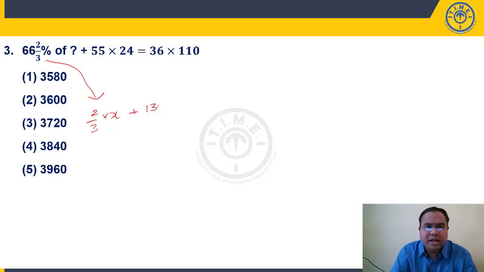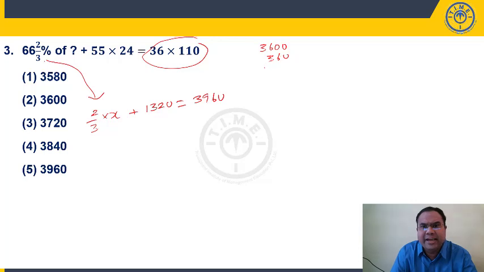1320, right? 36 into 110 is how much? 3960. It is easy, students. Here 36 into 100 is 3600, 36 into 10 is 360, 110 I am writing like this. It is 3960. Or 360 into you do 11.